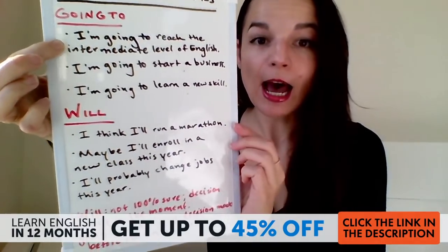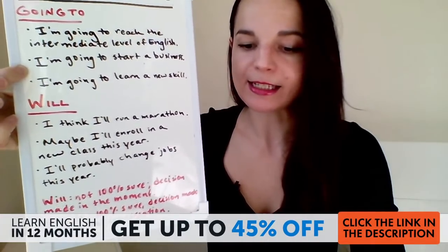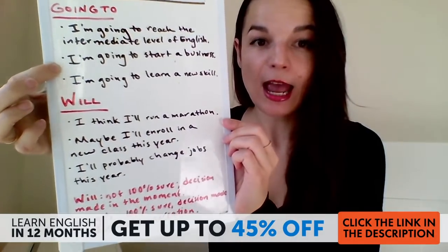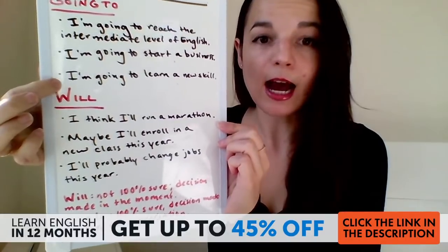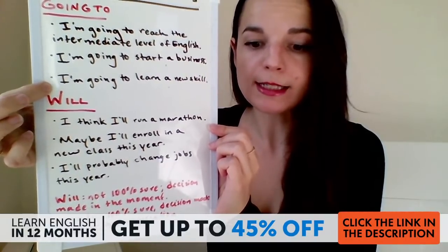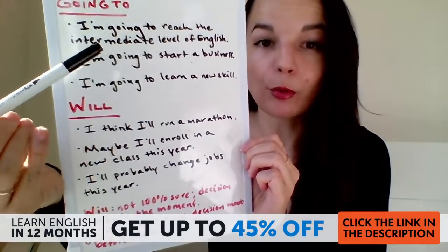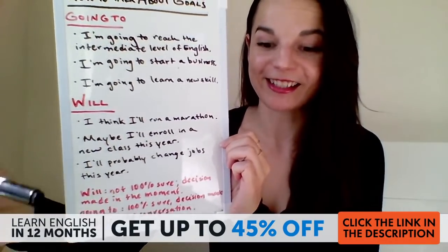Then the next one is, I'm going to start a business. So again, we have this very common goal here. And one more example, then I'll break down these points, is I'm going to learn a new skill. So let's take a look at the grammar of this. Let's review. This is something we talked about in last week's lesson, yeah?